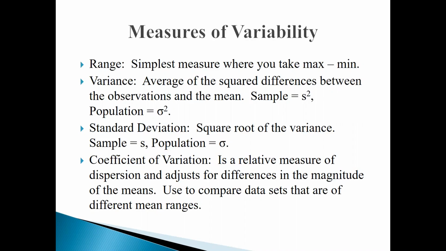We can also find the coefficient of variation. It's a relative measure of dispersion and adjusts for differences in the magnitude of the means. And we use it to compare data sets that are of different mean ranges.